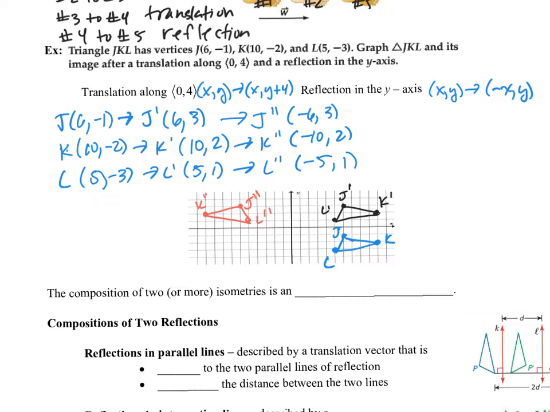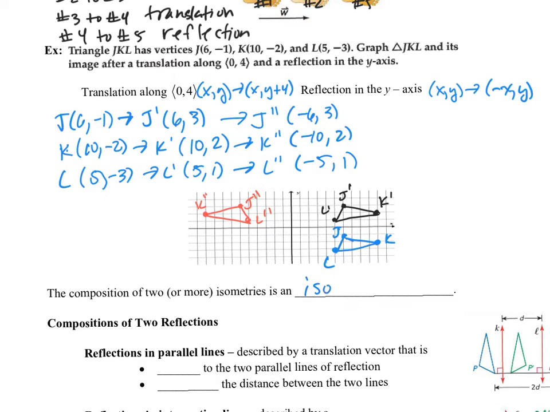Okay, so we can see that we have done this composition of transformations. We did a translation followed by a reflection, and the result is J double prime, K double prime, L double prime. Now you'll notice that the result, our final image, is the same shape and the same size as the pre-image was. So in other words, if we do a composition of 2 transformations that are isometries, then the result is going to be an isometry. So the composition of 2 or more isometries will also be an isometry.